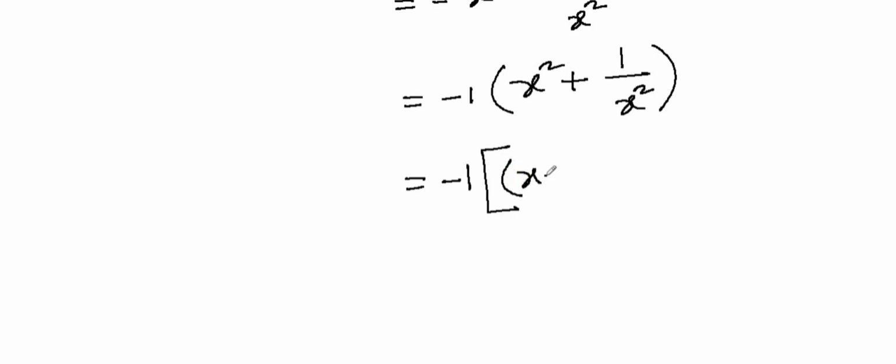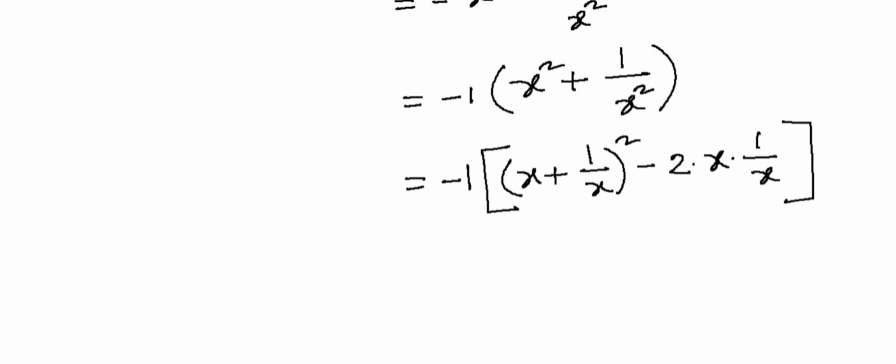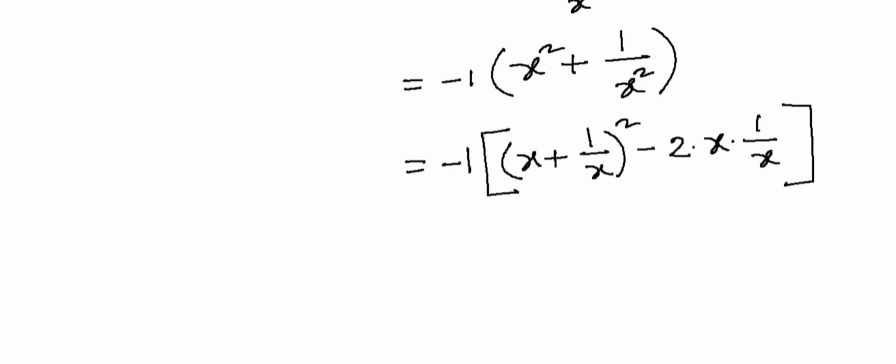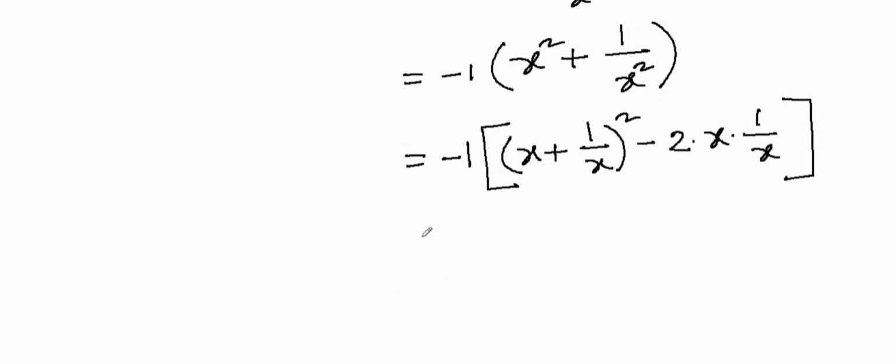(x plus 1 over x) bracket square minus 2 times x times 1 over x. Now here we know the value of x plus 1 over x is square root 3. So minus 1 (square root 3) squared minus 2.